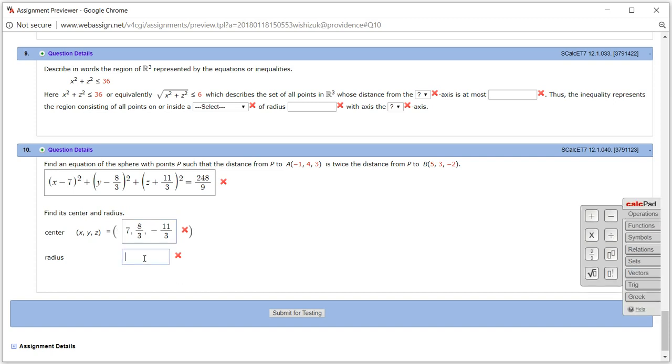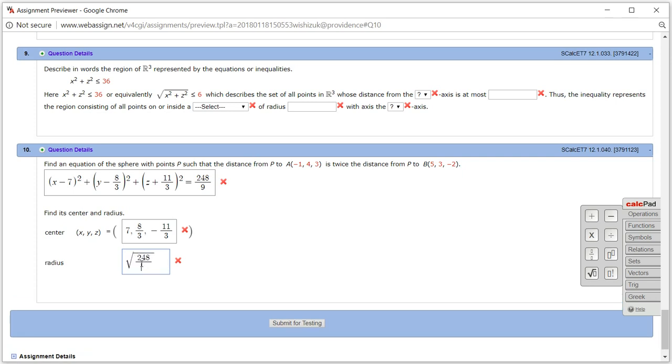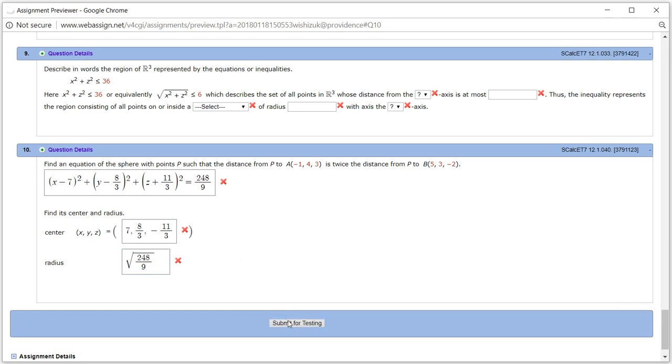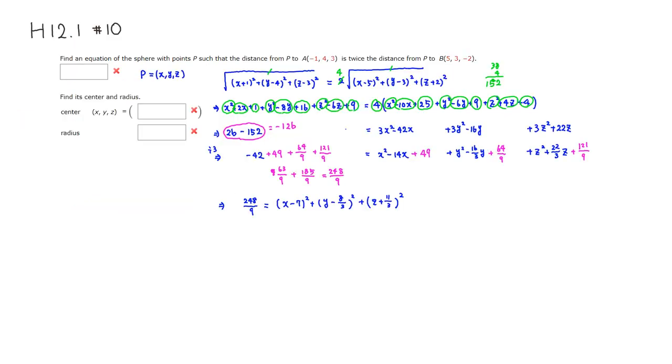And then the radius is going to be, we just need to take the square root of that. So I'm going to say square root of 248 over 9. Let's see if it takes that answer. All right, submit for testing. It came back and looks like we got all these correct. All right, that's it. I hope that this was clear.